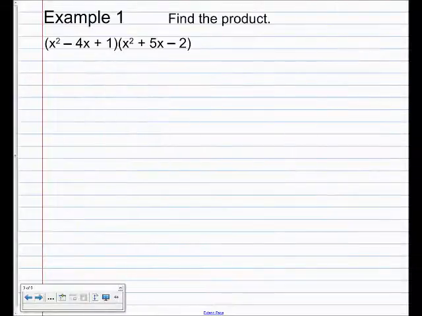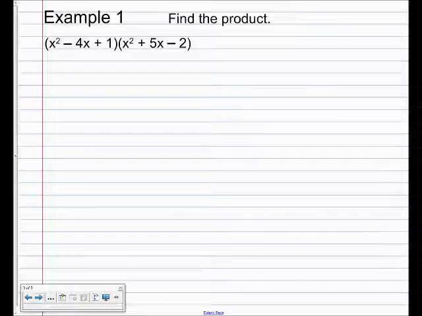All right, let's try this one. Before I even multiply, I do a mental check. How many terms are in this first polynomial? 3. The second one? 3. When I multiply 3 times 3, I get 9. So when I do this, I'm expecting to get how many terms before I simplify? 9. So if you don't get 9 terms, you've done something wrong. That's a good mental check.